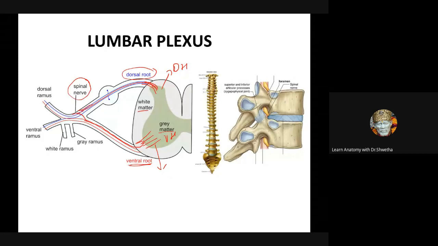This trunk comes out of the intervertebral foramen. After coming out, it divides into the ventral ramus and the dorsal ramus. Do not get confused between root and ramus. Root is before coming out, whereas ramus is after coming out through the intervertebral foramen. The dorsal ramus supplies the back of the thorax, whereas the ventral ramus supplies the front and lateral aspect of the thorax, as well as the extremities.